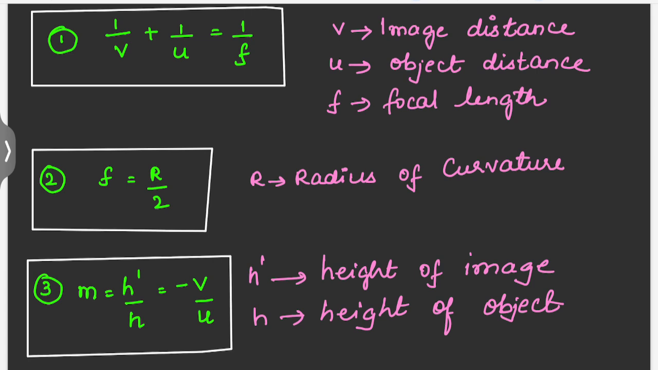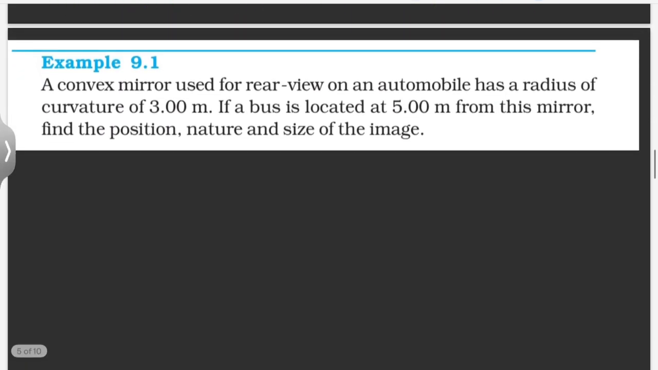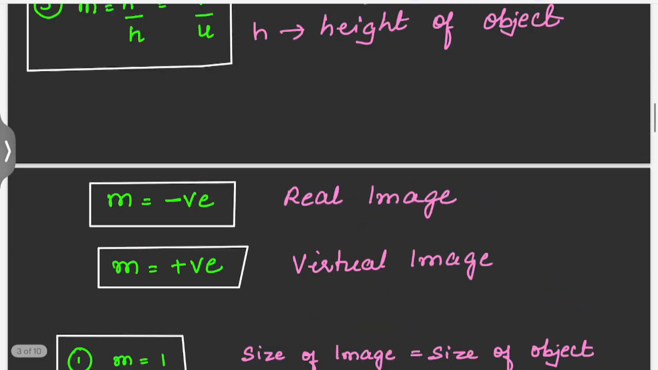In this video, I'll teach you how to calculate the numericals from this chapter, light, reflection and refraction. So we are going to solve two numericals, that is example 9.1 and example 9.2. So before solving, let us learn the formula.